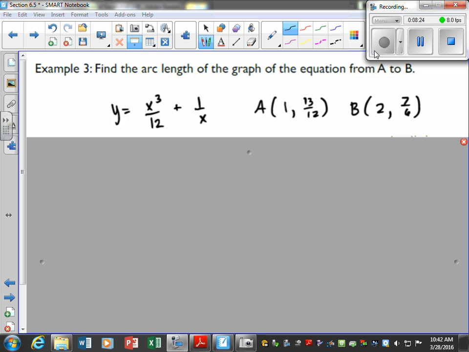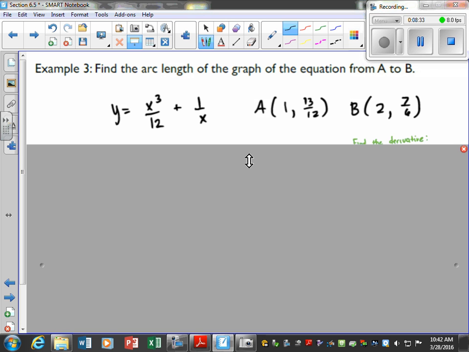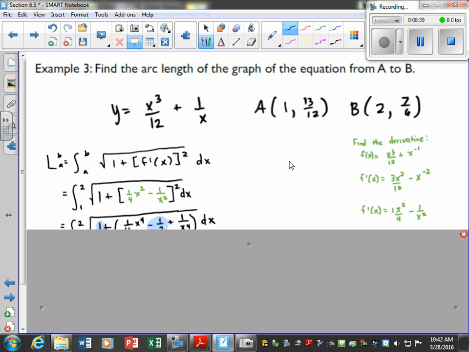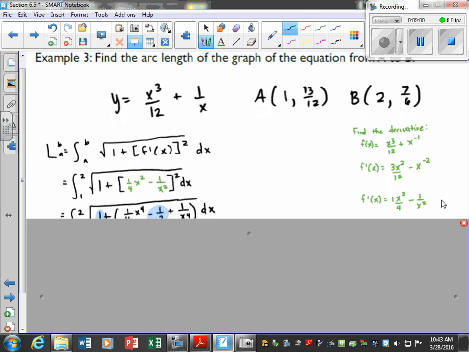Okay, this next example, we're going to see it all the way through. We're going to actually find the arc length from A to B. So we're given our y equals and our A and B. The first thing we're going to do over here to the side, and I'm just going to ask you to look at the green, is do our work to find the derivative. So x cubed over 12 plus, I moved this x up to the top and just got x to the negative 1, and then the derivative of x cubed is 3x squared divided by 12, right? So n minus 1 over 1. And then I did the derivative of this one, and I simplified.